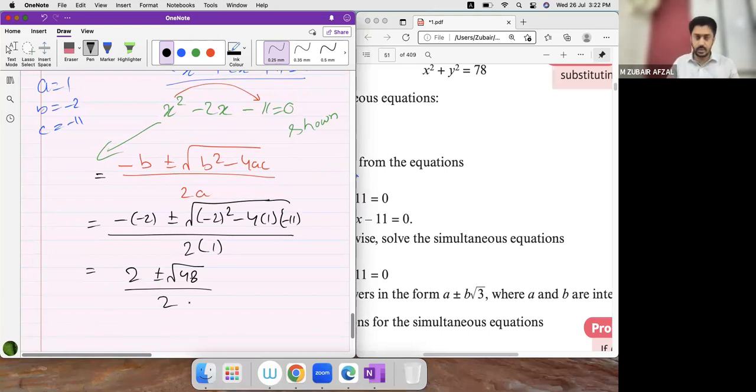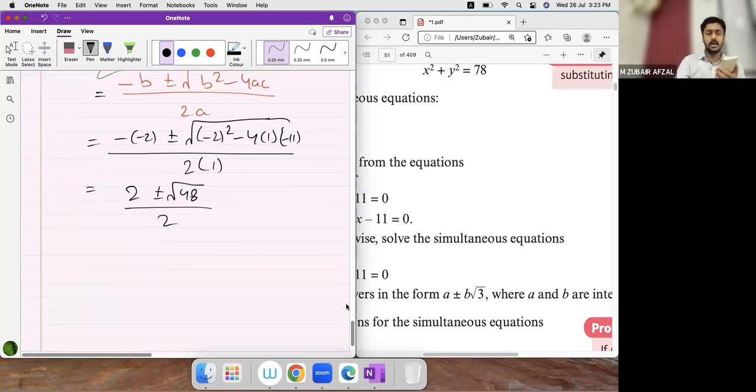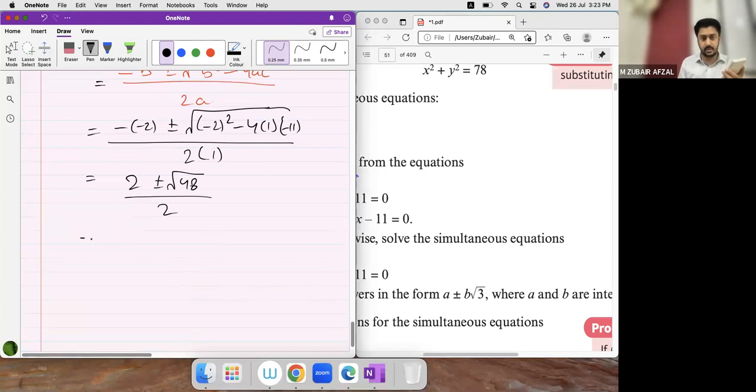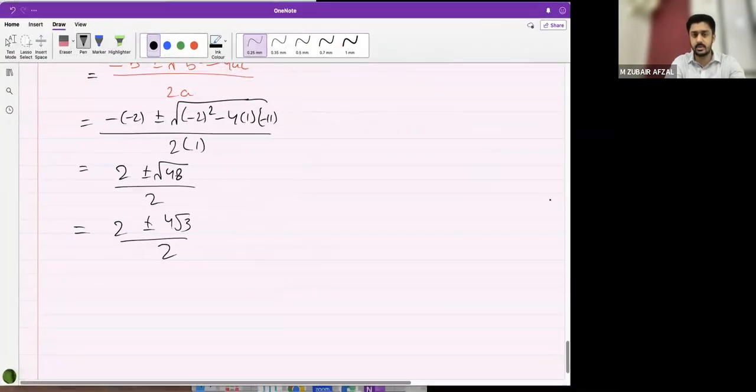Square root 48. Now there are a few calculators which give you the answer which you need. Actually, my calculator leaves me the answer in surd form. So it is giving me the answer as 4 square root 3 over 2. How do we do that in the exam if you do not have a calculator which leaves the answer in surd form?